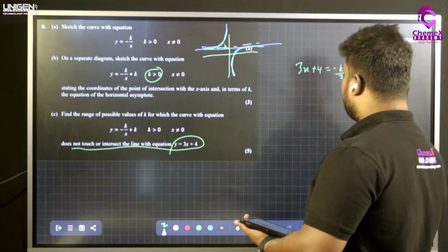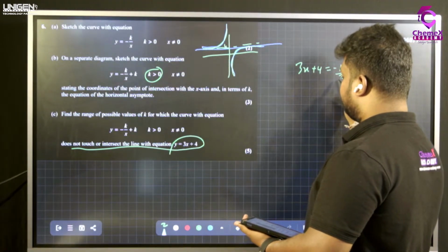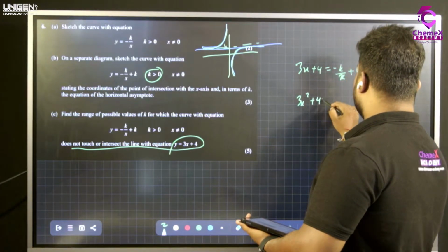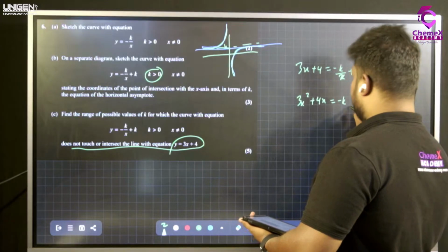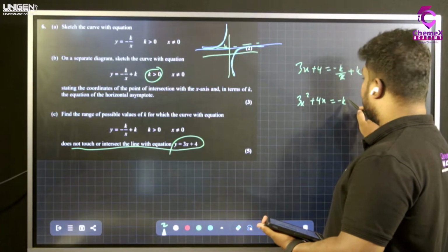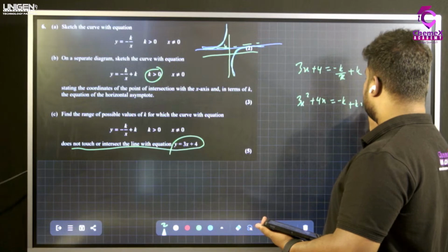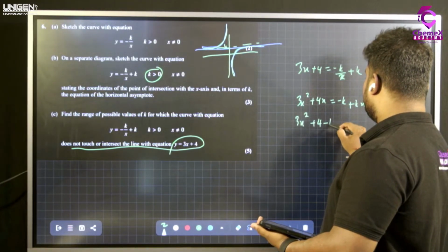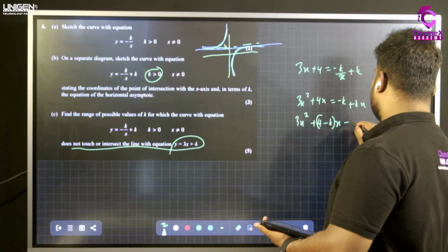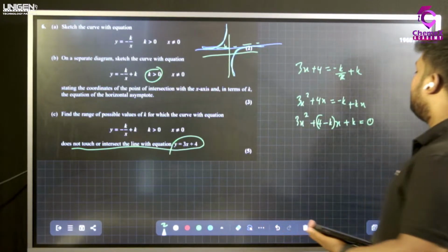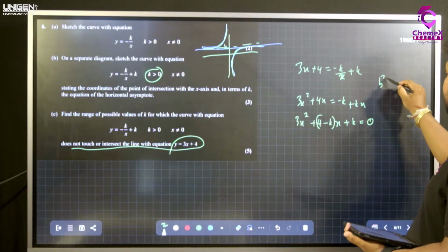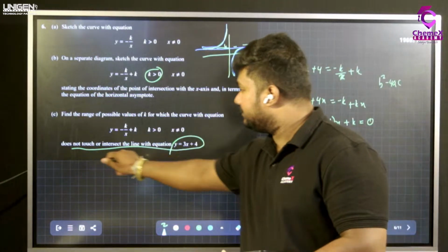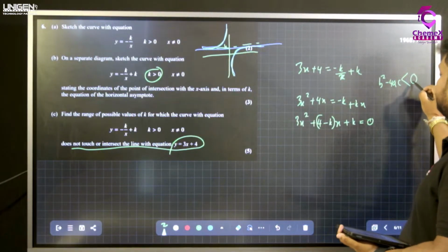How to do? You can form a quadratic. How? You can multiply everything by x. 3x squared plus 4x equals minus k plus kx. So you take everything to the other side: 3x squared plus 4x minus kx plus k equals 0. So now you know that b squared minus 4ac is what? Does not intersect, less than 0.